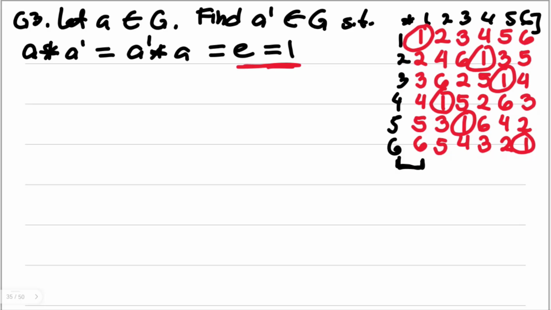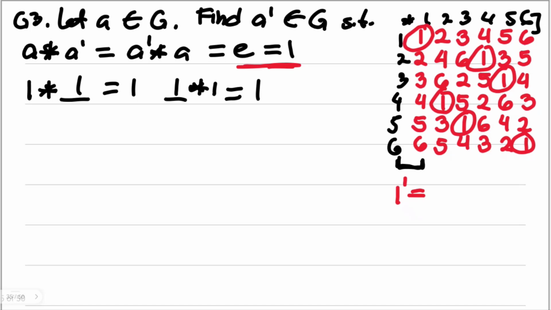Hence, there is a pair for every row and column, for every pair of element that will result to our identity. The first one is for 1. When operated with 1, it will result to 1 in itself. Similarly, 1 star 1 is just equal to 1 in itself. This shows that the inverse of 1 is just 1.